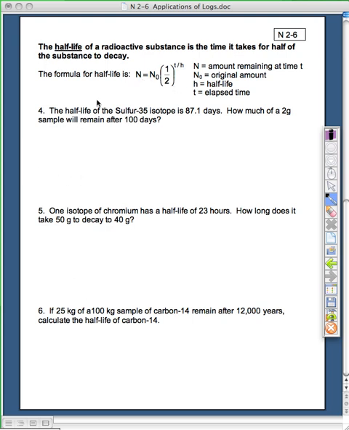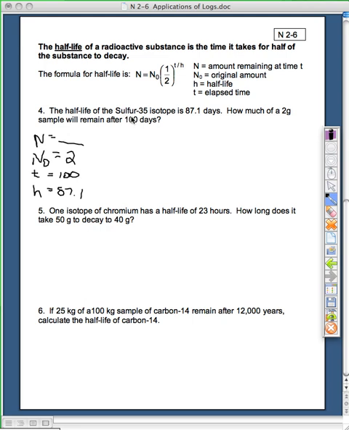So again, we're going to list what we are given in the problem. N sub 0 is our original amount we start with. Time and half-life. The half-life of sulfur is 87.1 days. How much of a 2-gram sample, so we started with 2 grams. We're looking for how much remains after 100 days. Well, 100 days is a little over the half-life, so it should be something less than a gram if we just logically try to figure out if our solution will be reasonable.